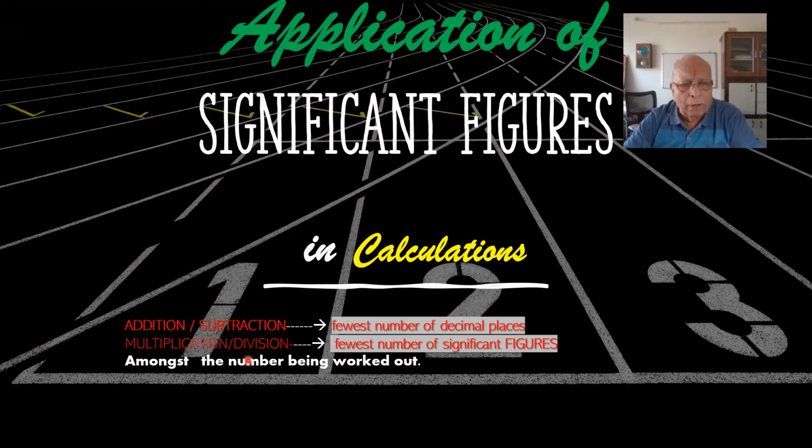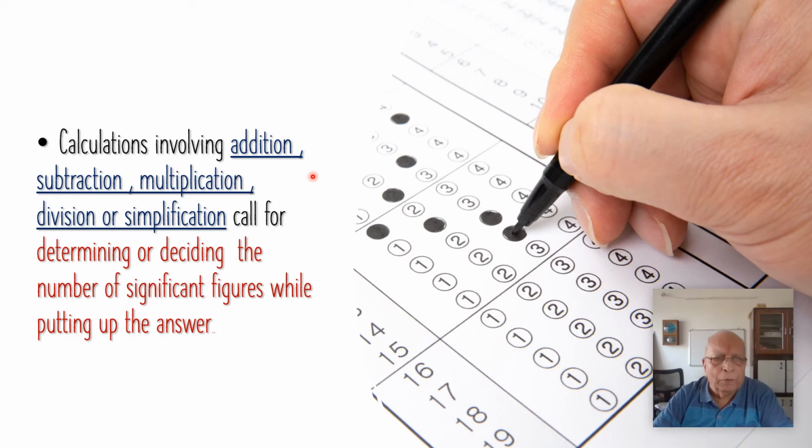So, amongst the numbers being worked out, we look into these principles: fewest number of decimal places, sometimes called digits of precision. These decimal places are also regarded as digits of precision, DOP. And of course, the significant figures are the significant digits in a number. We have already learned about it. So let us proceed to how to find it out.